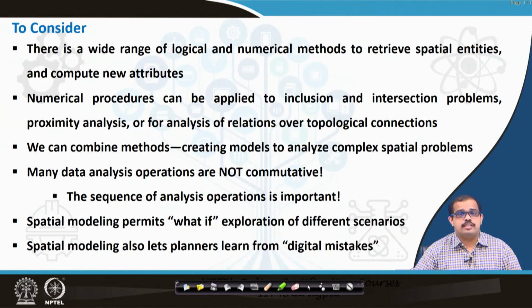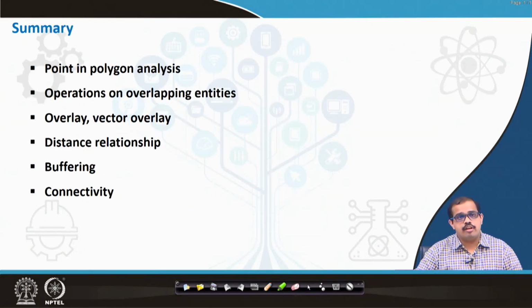Spatial modeling also lets planners learn from digital mistakes. That will help them in a larger way, but the only thing is you should be good enough to understand, which means that if you can understand the basics, then it is easier for you to interpret what is meant by a digital mistake. Okay. So, these are the things that you have to consider.